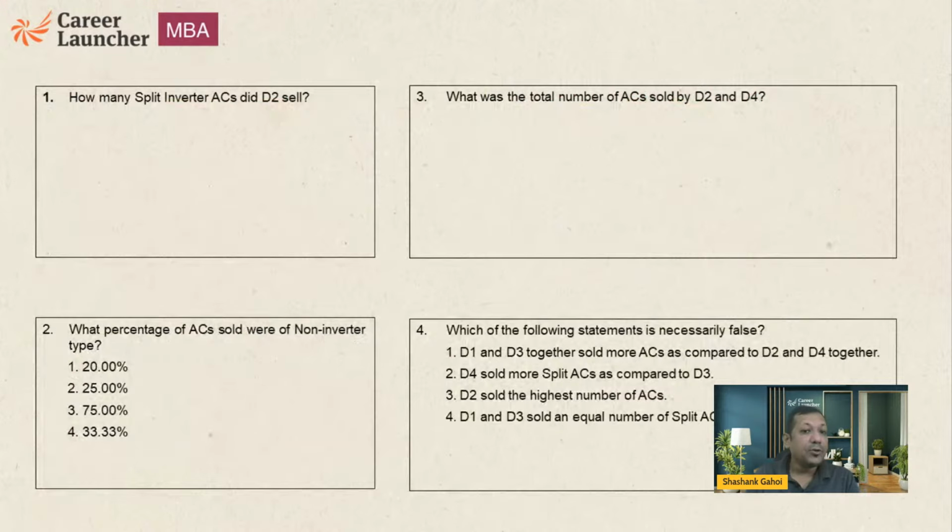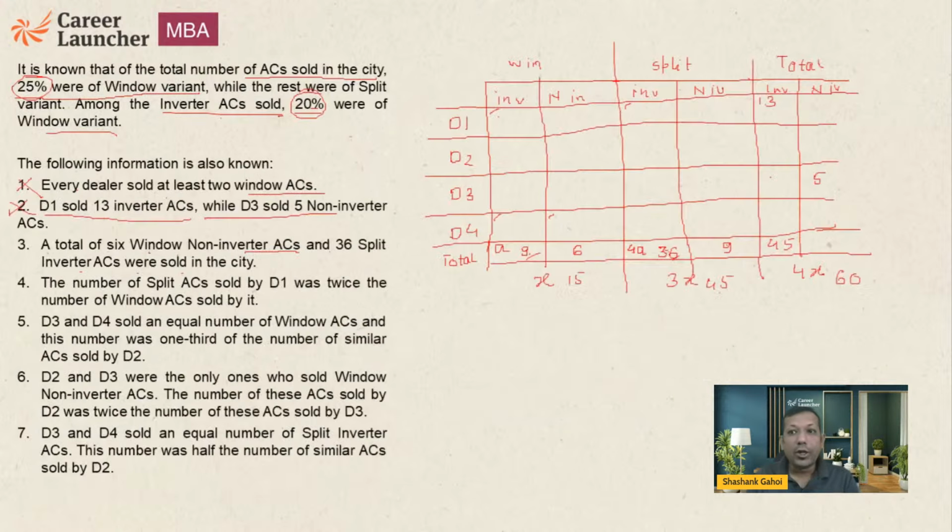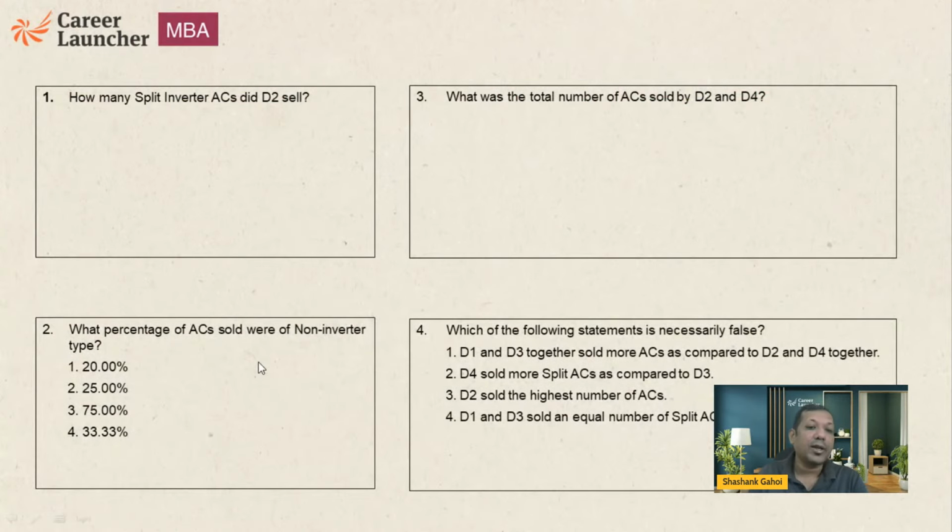Now, what percent of AC inverters were non-inverter type? So non-inverter ACs. What is the total number of ACs? That is going to be 60. Out of 60, how many are inverter? 45. So how many are non-inverter? That is 15. So what percent? 15 out of 60, that is 25%. I got one question very quickly. I didn't spend much time. I got one answer already.